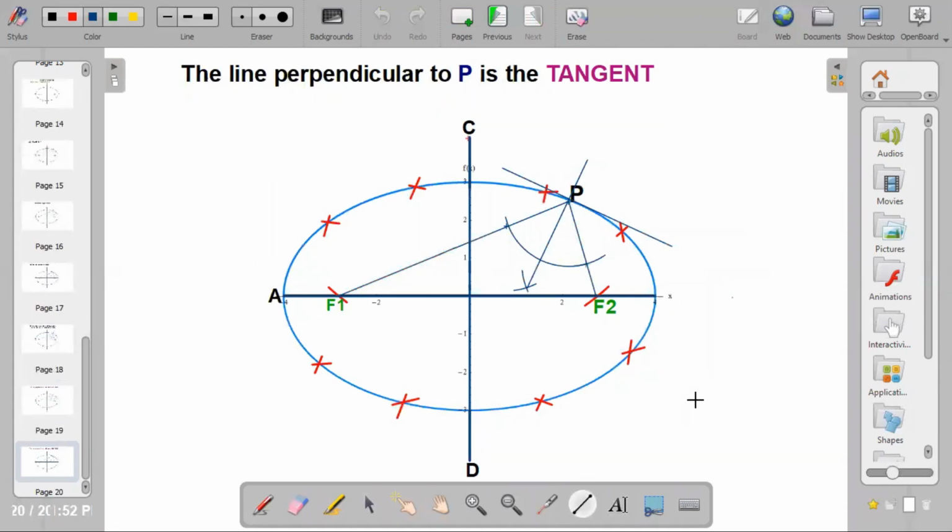So now we have come to the end of this video. In my next video, I'm going to show you how to construct an ellipse using the rectangular method.